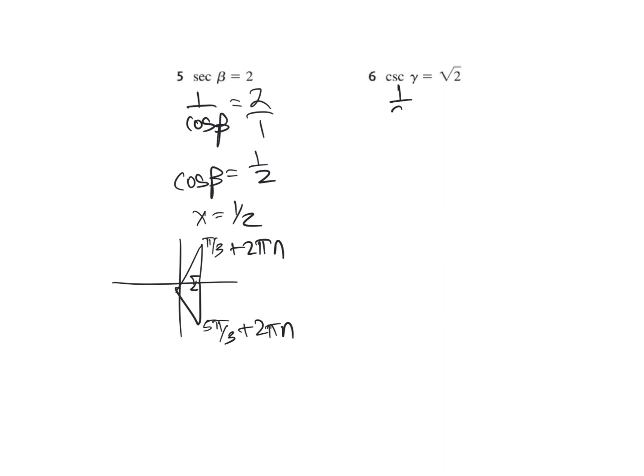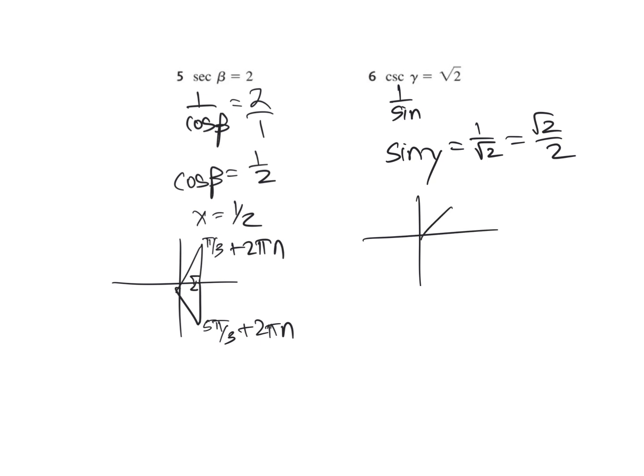Now cosecant is 1 over sine, so the reciprocal is going to be 1 over the square root of 2. All right, which ends up being square root of 2 over 2. So where's y positive? It's going to be there and there. So that's pi over 4 plus 2 pi n and 3 pi over 4 plus 2 pi n.